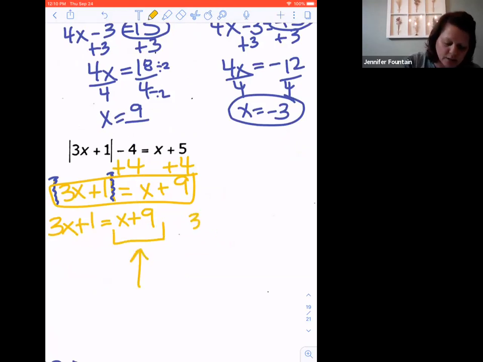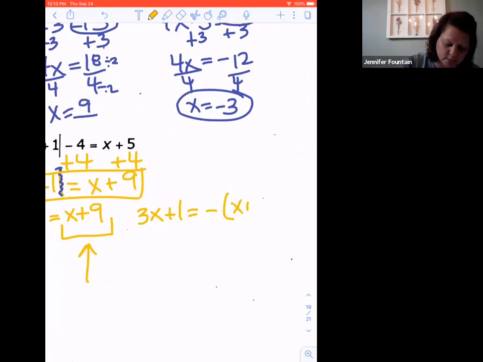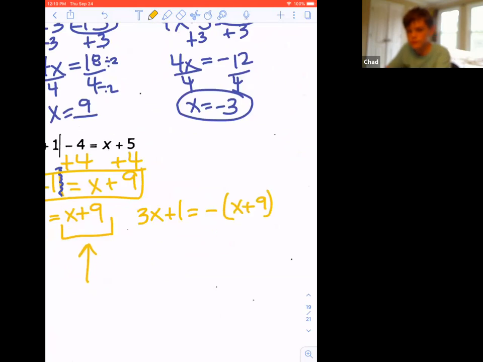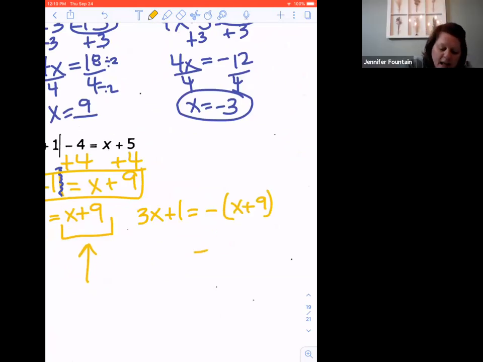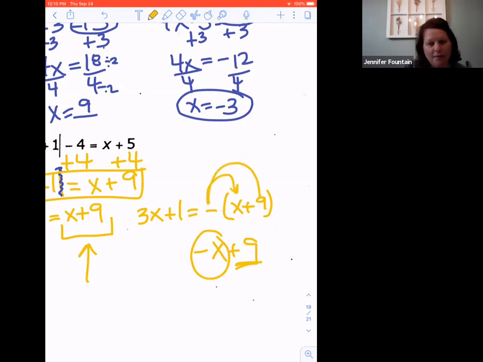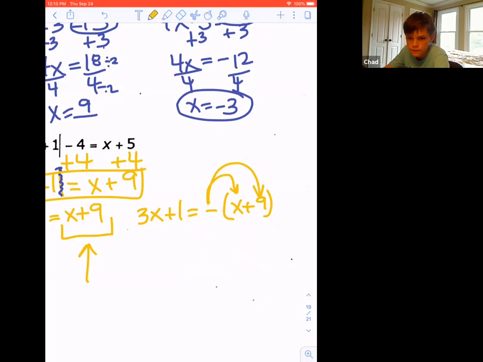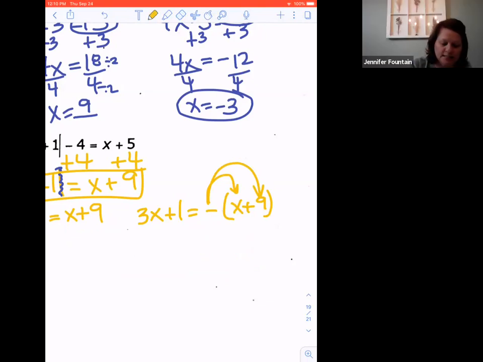So that means I have to take the negative of my right-hand side. So when I write it, it's going to be 3x plus 1 equals, I'm going to put my minus sign, and now I'm going to put x plus 9 in parentheses. How come we have to put it in parentheses? Because if I just had minus x plus 9, then this is just a negative x, and I haven't changed the sign of that plus 9. Remember, if my negative is outside, I have to change the sign of x, and I have to change the sign of 9. So if I didn't put them in parentheses, I wouldn't necessarily remember to change those signs. Oh. Okay.